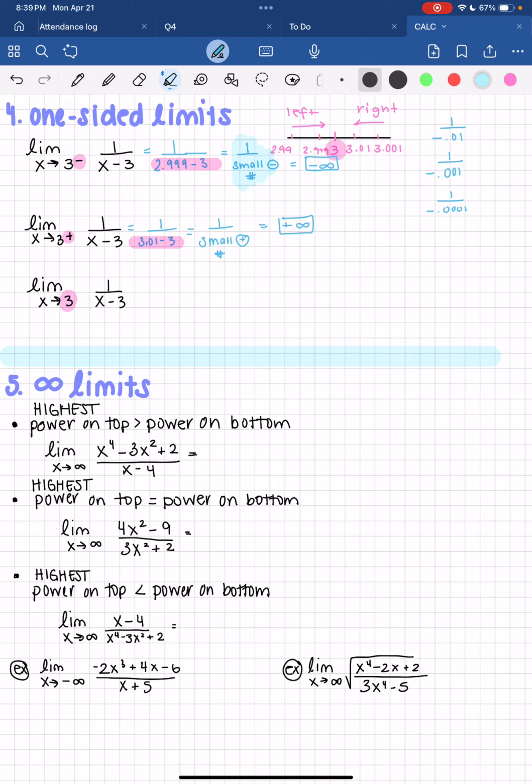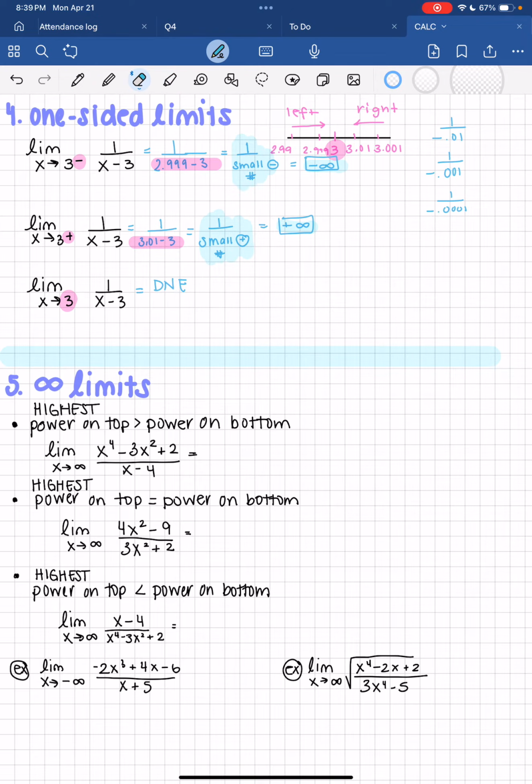Well, the limit from the left is negative infinity. The limit from the right is positive infinity. So the limit as x approaches 3 does not exist, because they don't match. So that's what you need to know for one-sided limits. That's what I'm highlighting here in blue. And you have to be able to do them from a graph, which I did before.